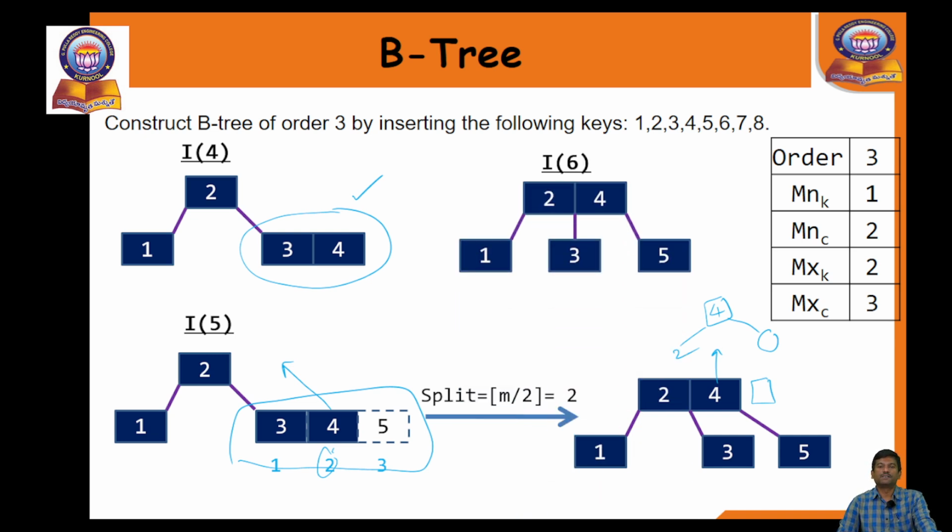Similarly, consider inserting the key 6. Key 6 can be inserted to the right of the key 5. Here, how many keys are present at this node? There are 2 keys, that is 5 and 6. It is allowed, so you can directly insert the key 6.